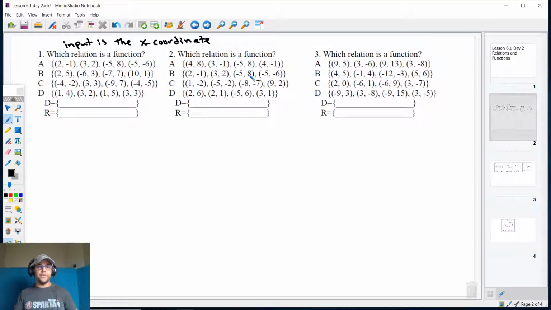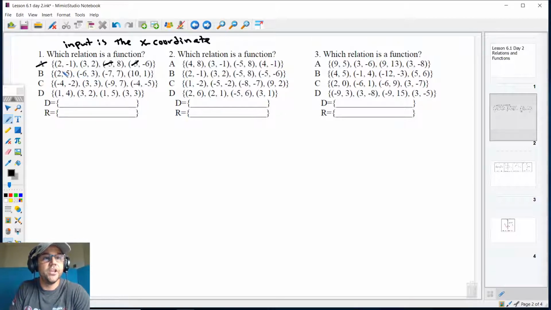We want a good group of friends who is treating each other with respect and not cheating. So let's see. 2 is dating -1. 3 is dating 2. Again, don't worry about the output, just look at the input. -5 is dating 8. Right here, look at -5, it's a cheater. So that means answer A is not a function. And we want a function.